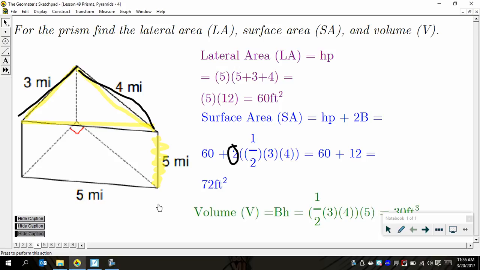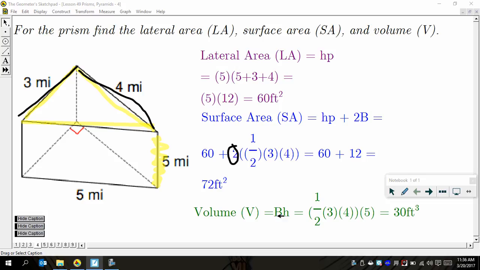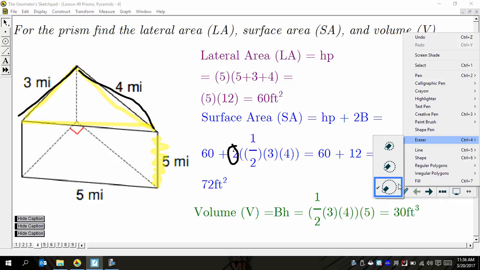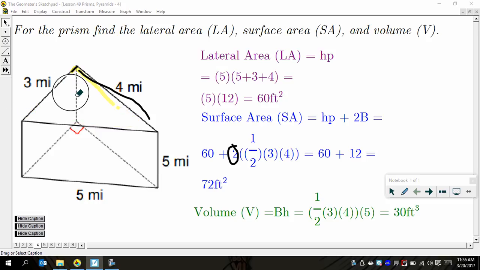And then lastly, to get the volume, we're going to take that big B, that area of the triangle, 1/2 times 3 times 4, and multiply it by the distance between the two bases, which is 5, to get 30 feet cubed. So we'll focus on the triangular prisms in class, because those seem to be the ones that cause a little bit of trouble.